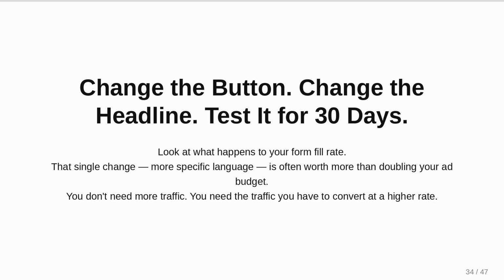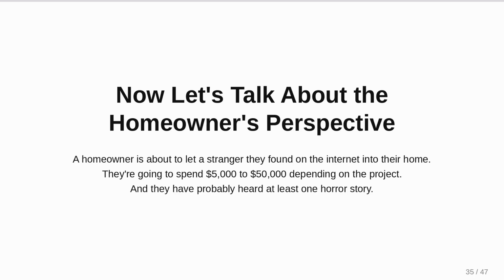Here is the situation from the homeowner's perspective. And I think it's worth spending a moment here because it reframes why this matters so much. A homeowner is about to let a stranger they found on the internet into their home. They're going to spend anywhere from $5,000 to $50,000 depending on the project.